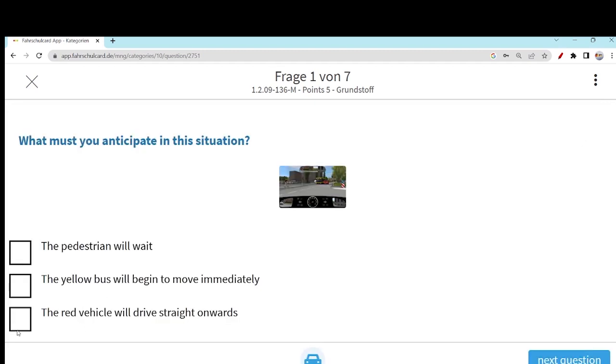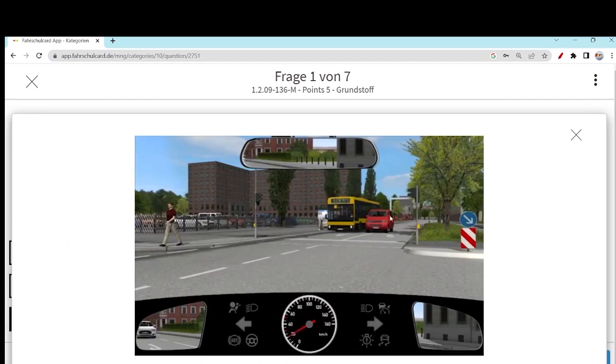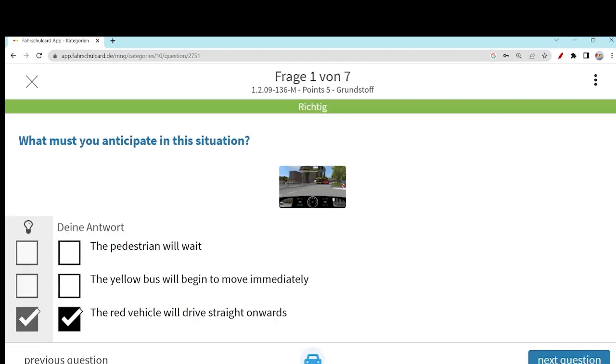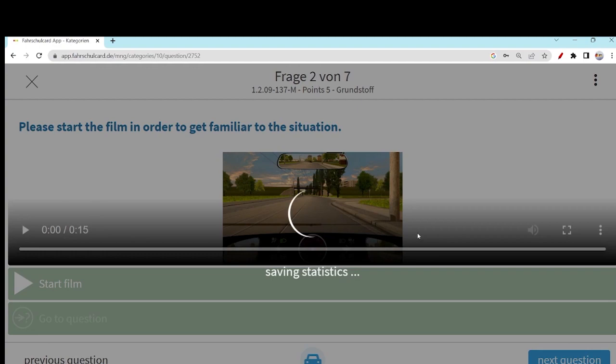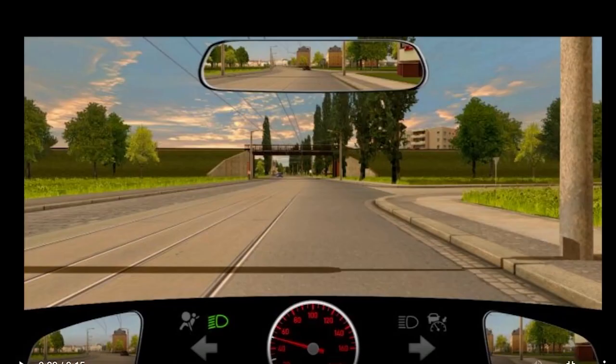The red vehicle will drive straight onwards. It is clear. The red vehicle is driving and will continue to drive straight onwards because we are taking a left turn. And whenever you are taking a left turn, you should allow the oncoming traffic and be very careful about the pedestrian. So this is the correct option. Next question, again a video question. Let's play the video and see what is happening.